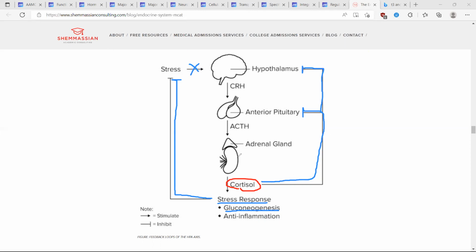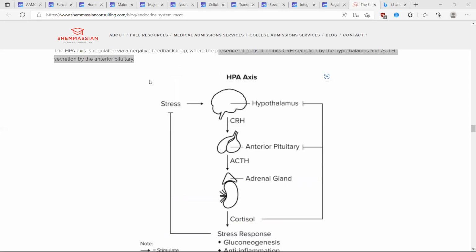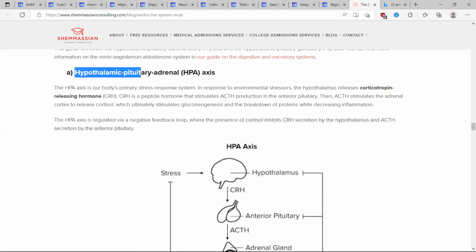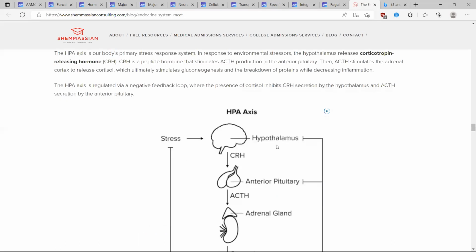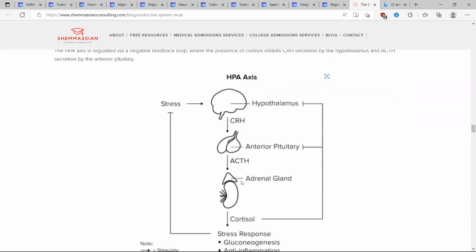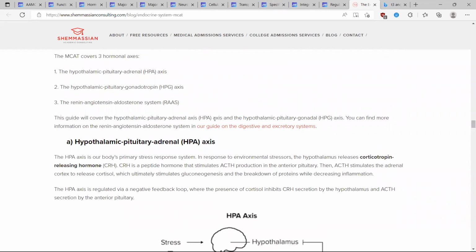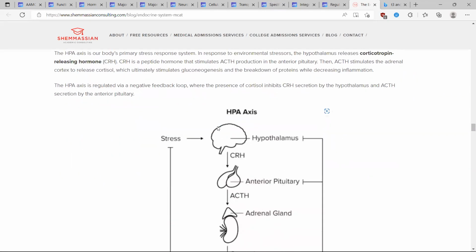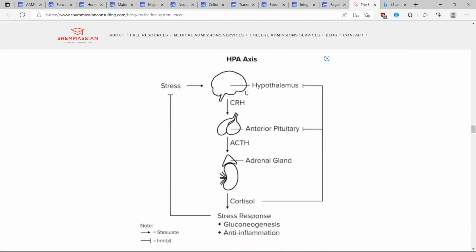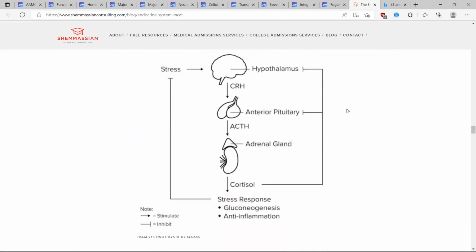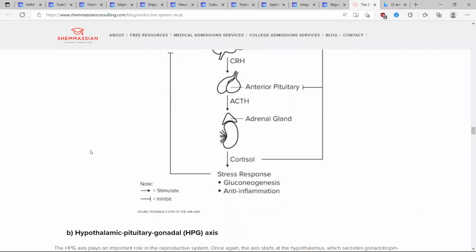So this is the stress, this is the cortisol. This is all called the hypothalamic, pituitary, adrenal axis. We have the hypothalamic, the pituitary, and the adrenal. This is the HPA axis in charge of stress. Any questions about the HPA axis? I think it makes sense.